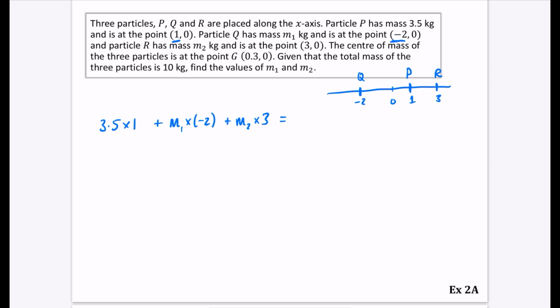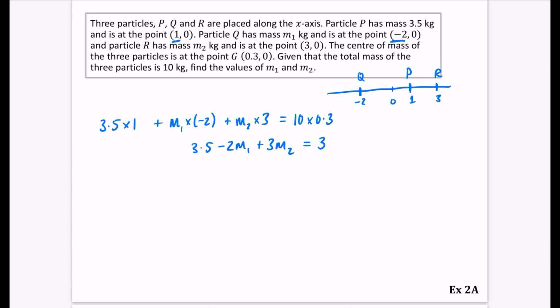And this is going to be equal to the total mass of the 3 particles, which is 10 kilograms, they've told us, multiplied by the, I haven't even finished the question. The center of mass of the 3 particles is at 0.3, and the total mass is 10 kilograms. So that's equal to the total mass, 10, multiplied by that distance, 0.3. So we now have 3.5 minus 2m1 plus 3m2 is equal to 3.